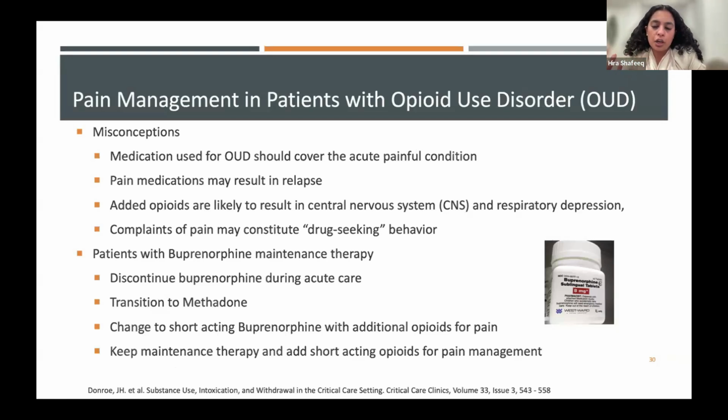Whichever approach you choose to go with for your patient, just know that at this time, we don't really have a lot of evidence as to what's better. If you are going to use buprenorphine, just know not to use the extended release, to use the immediate release, change it to short-acting, and then use short-acting opioids, or just discontinue therapy entirely.